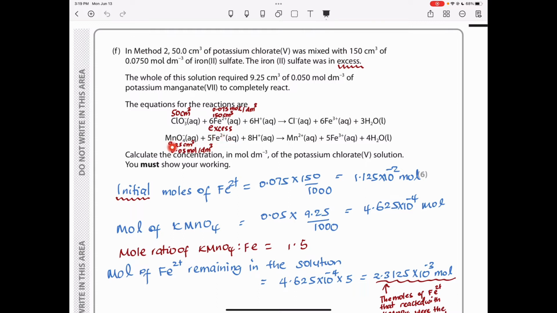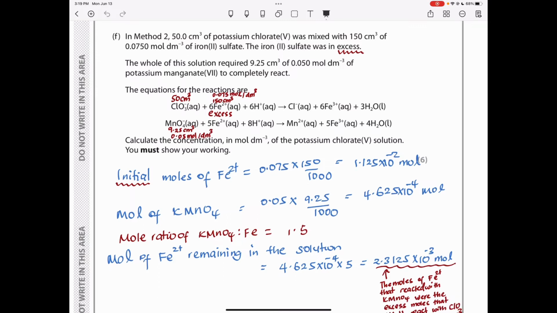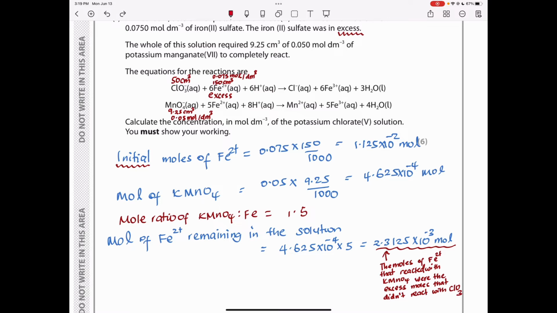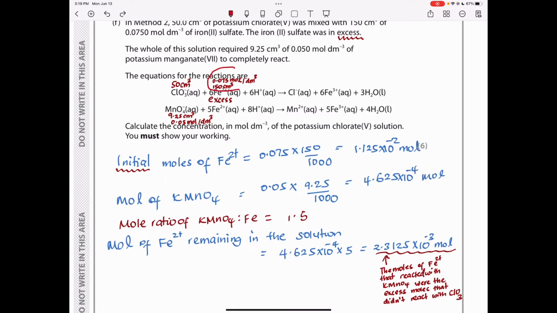So if we use manganate 7 to get the number of moles of iron 2, we can work backwards: subtract the moles that were left, which is the excess iron 2, from the number of moles of iron 2 that were there initially, to know the moles of iron 2 that reacted with the sample in the first equation. So let's see. The initial moles of iron 2, we are using these ones here. These are the initial moles. The number of moles is concentration times volume. We have the concentration, and we were given the volume as 150 centimeters cubed. However, we have to convert the volume into decimeters cubed.